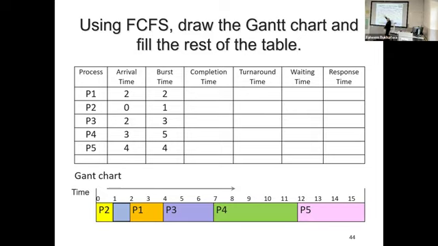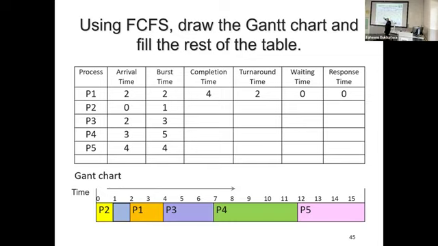It arrived at time 2, finished at time 4, 4 minus 2, so the turnaround time is 2. Right, and what's the waiting time? Did it have to wait? No, it didn't. Arrived time 2, and it waited for 0 length of time. Okay, let's go to the next one. Process number 2.